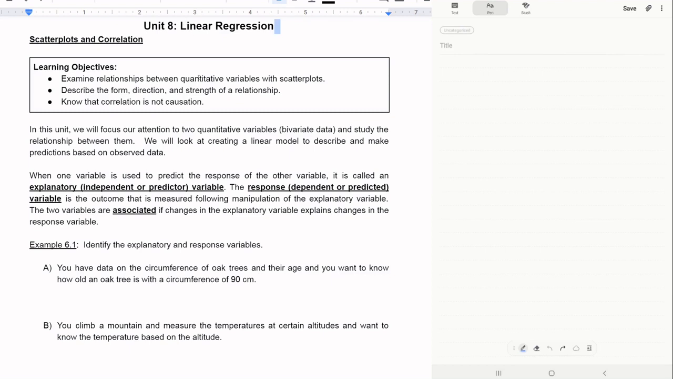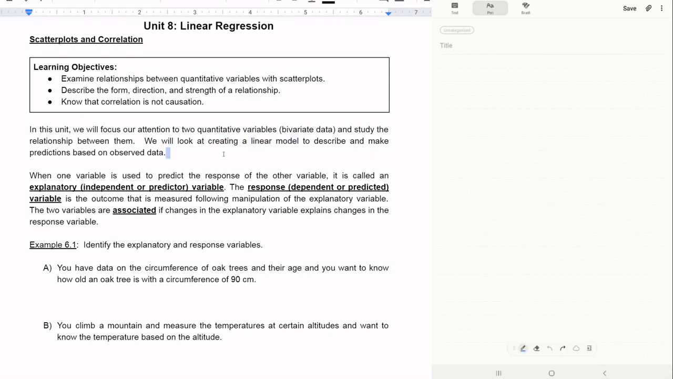In this unit, we're going to look at the topic of linear regression. For this unit, we're going to focus our attention on two quantitative variables. This is known as bivariate data, where each individual observation is paired with two different quantitative variables, and we're interested in exploring the relationship between them. The main focus is to create a linear model which we can use to describe and make predictions based on the observed data that we collect.